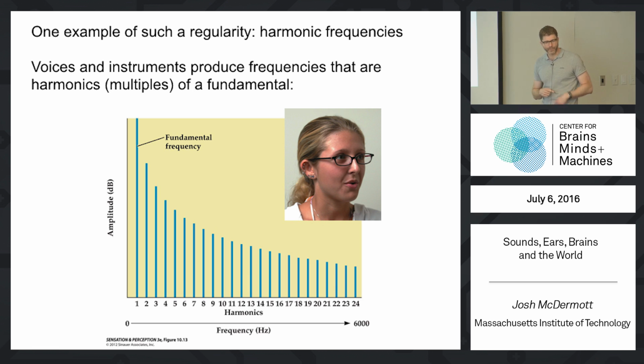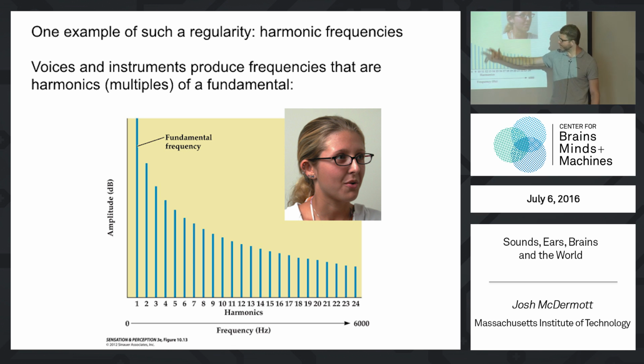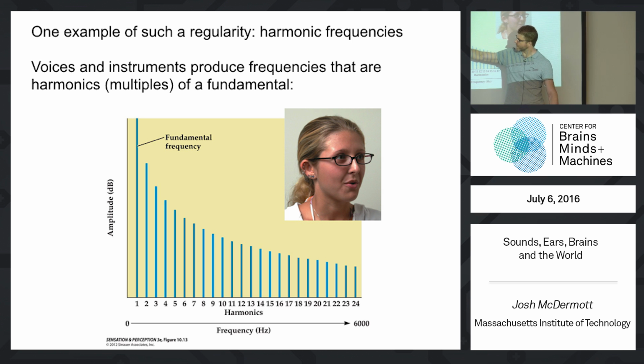One example of such a regularity is one that we were just talking about, which is harmonic frequencies. Voices and instruments tend to produce frequencies that are harmonics or multiples of a fundamental frequency. Here's an example amplitude spectrum of a schematic of a person talking. You've got the fundamental frequency and then all of the harmonics, which are multiples of that frequency.